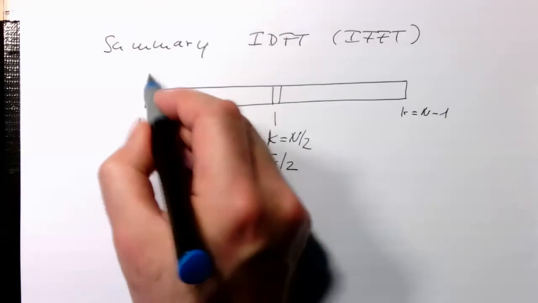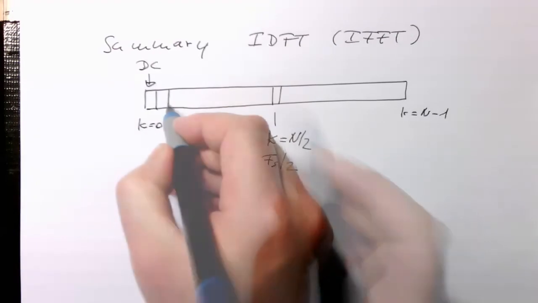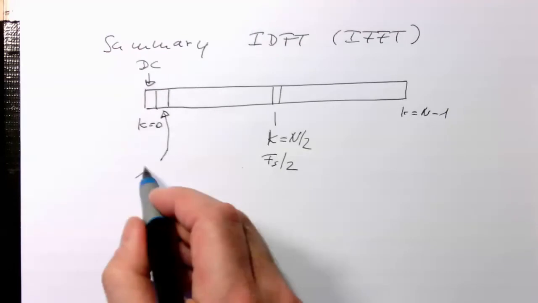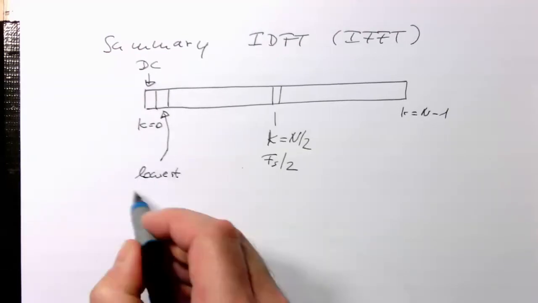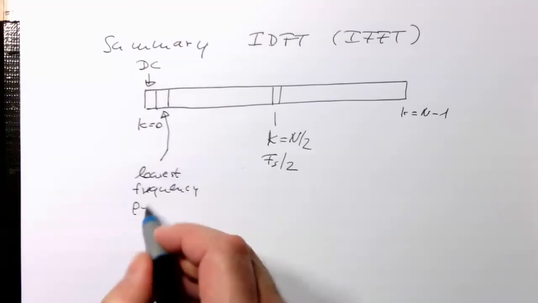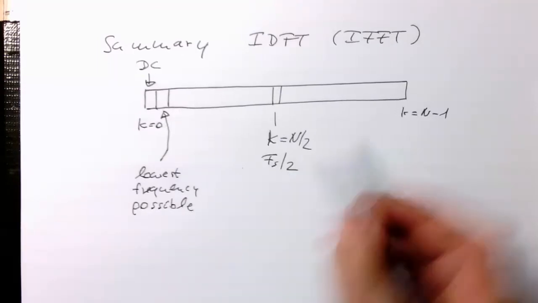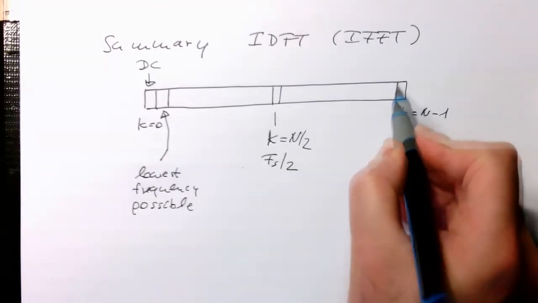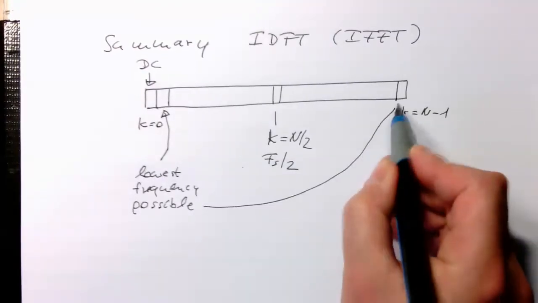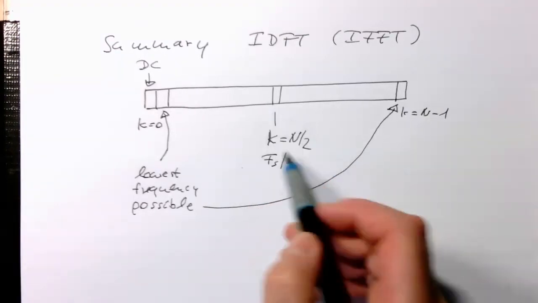Then this first coefficient here, that's our DC, and this coefficient here is the lowest frequency possible. Because the whole thing is going frequency-wise down here again, we also have the lowest frequency possible at this point here. So it's all nicely symmetric around this point of fs half here.